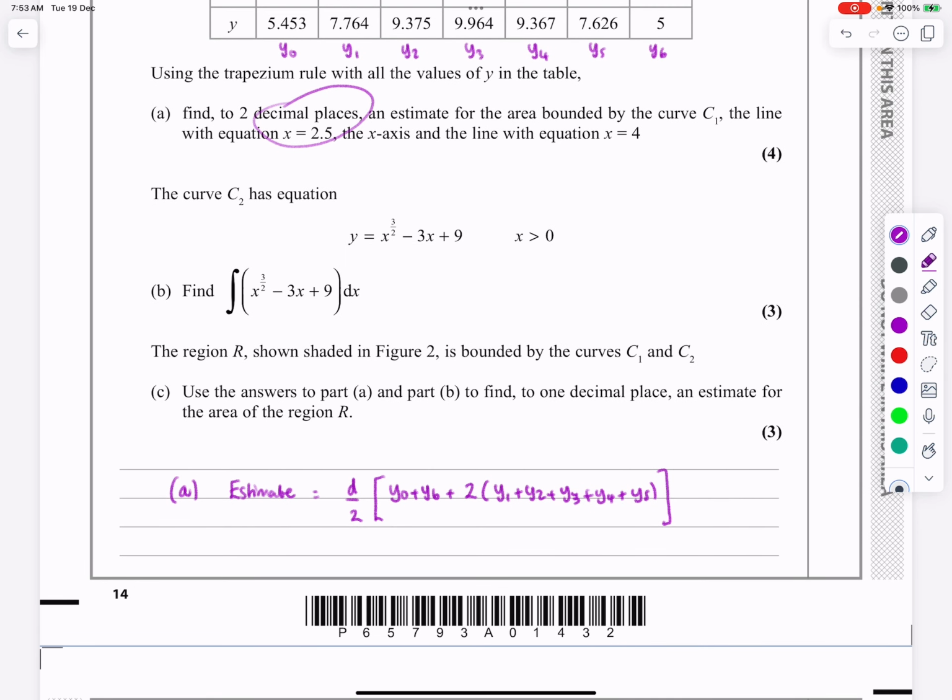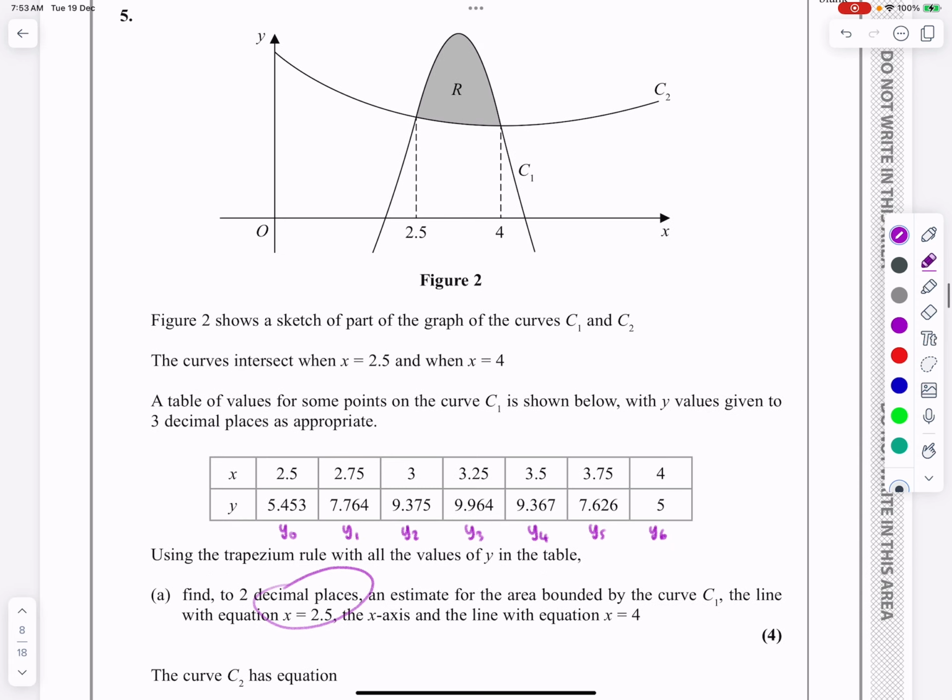And then part C says, use the answers to part A and B to find to 1 decimal place an estimate for the region R. So what we've actually done now is the first answer would have given me an approximation for that area when I was using the trapezium rule. The second answer is going to give me an approximate, no it's not, it's going to give me the exact value for the area under the curve. So if I do one of them minus the other one, that will give me the answer for the area.